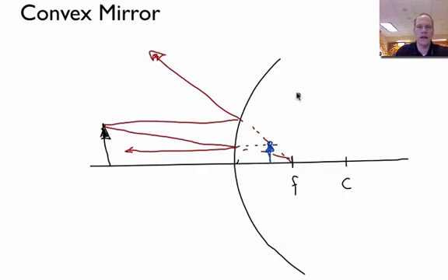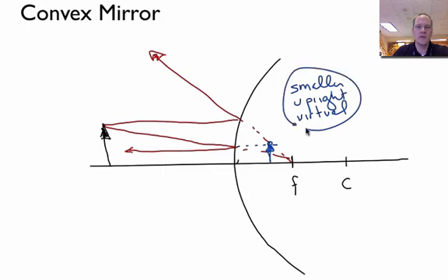And then we can describe that image. It's smaller, it's upright, and because it's behind the mirror, it is virtual. And those are the three descriptors that we'll use. So here, it doesn't matter where that object is. It can be near or far away, but you will always get the smaller, upright, and virtual image with a convex mirror. So you'll never get a real image with a convex mirror.